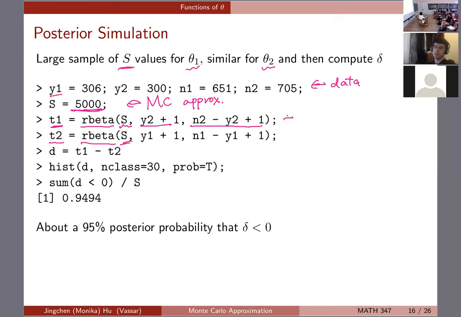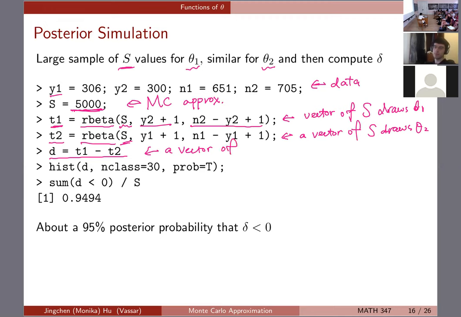So here, you're going to get a vector of S draws of theta 1. Here is a vector of S draws of theta 2. And notice that all of the draws are independent from each other, both within and between the two vectors. So we're just going to take the difference between them one by one. So here we're going to get a vector of S differences. They actually just summarize over there.